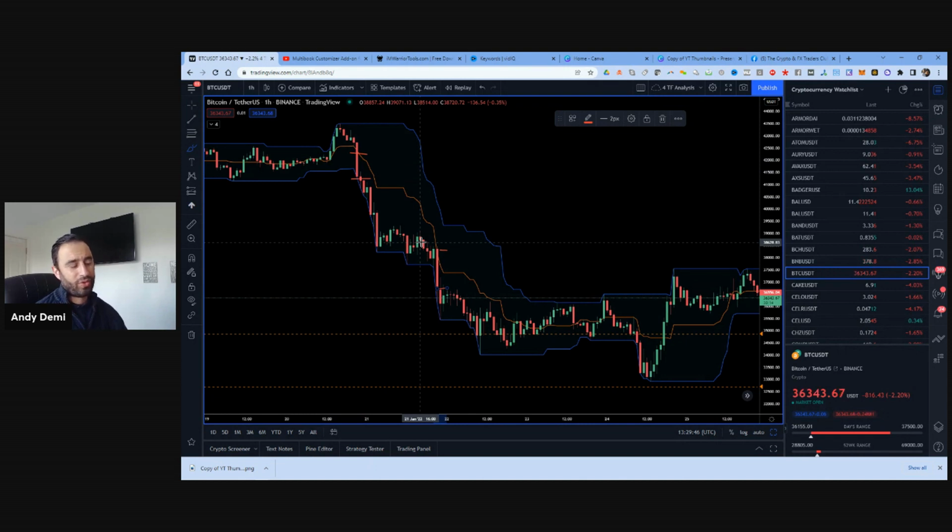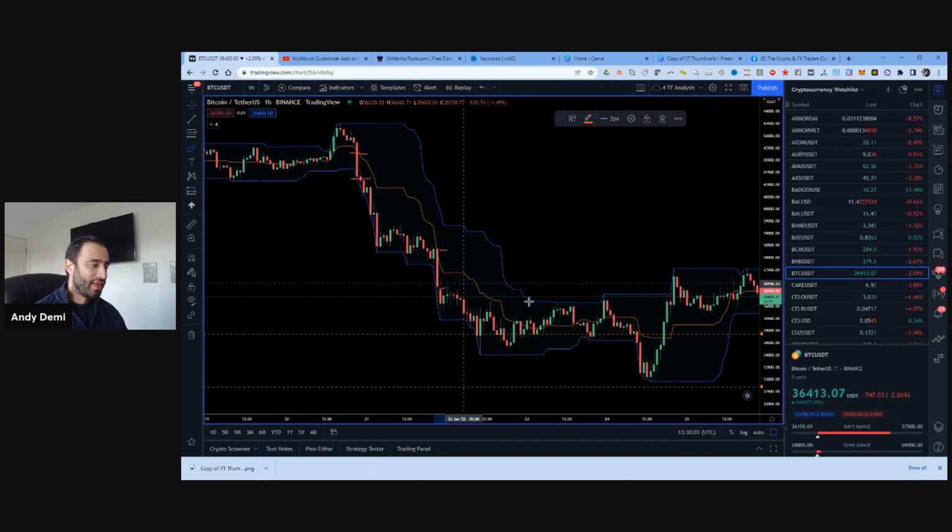For example, you could target the channel, but also you could leave some of it to run. So if you're a little bit more experienced and a little bit more advanced, you can do what we call scaling out of the position.